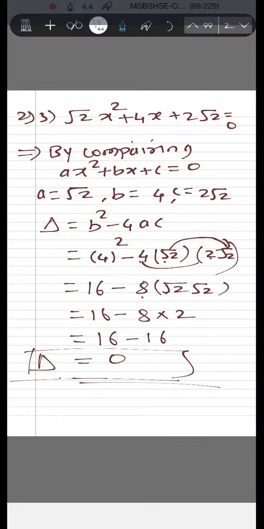Now, which one do you want? From the quadratic equation, the roots given below, questions 3 and 4.